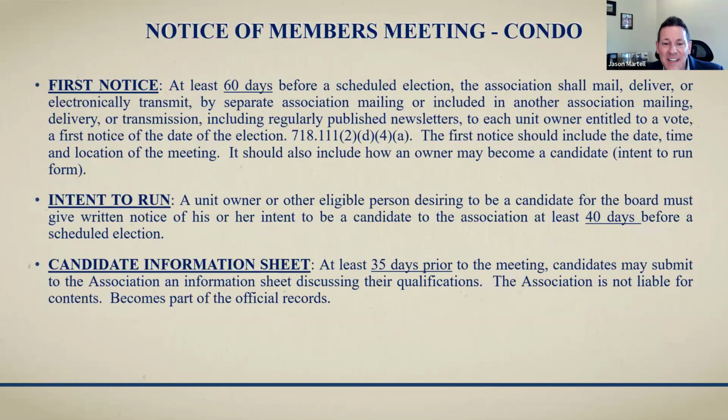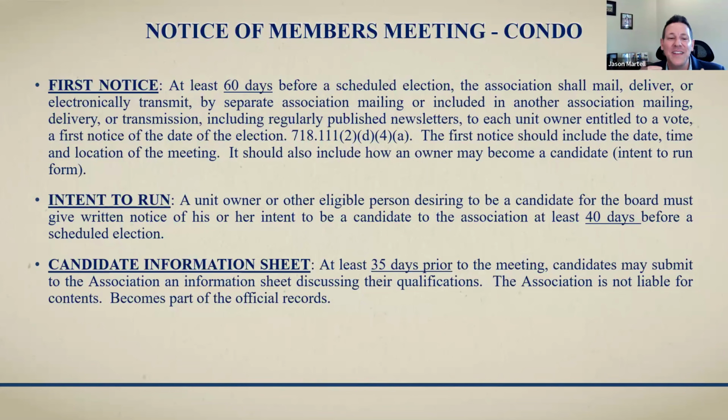So at least 60 days before the election, the association shall mail, deliver, or electronically transmit your first notice of the election, okay? Now, it doesn't give you a bracket. It says at least 60 days before. It doesn't say, but no longer than. So use your discretion here. I don't want you sending this first notice out 200 days before your election, although it probably would be sufficient unless you had some other language in your governing documents. But you want this first notice to go around that 75 to 90 day mark. I think that's the sweet spot.